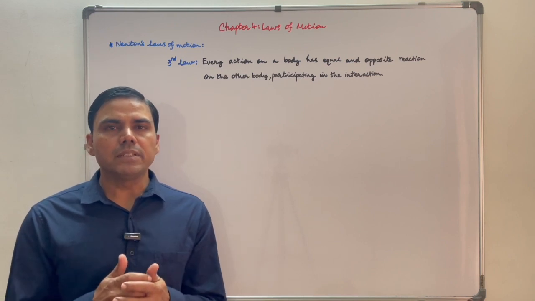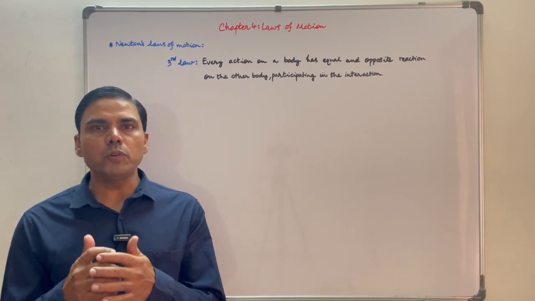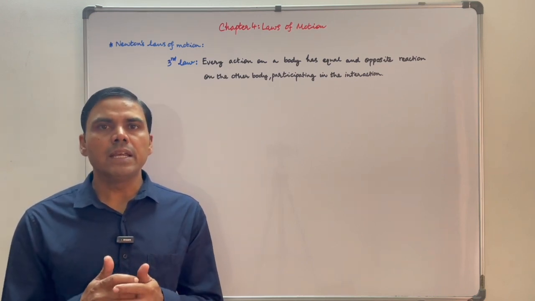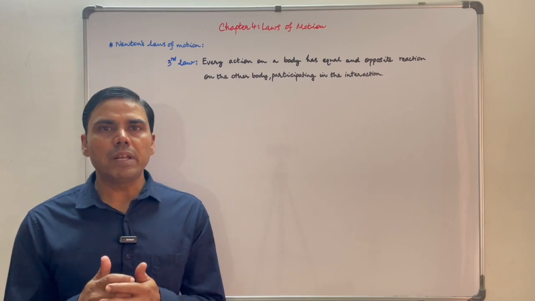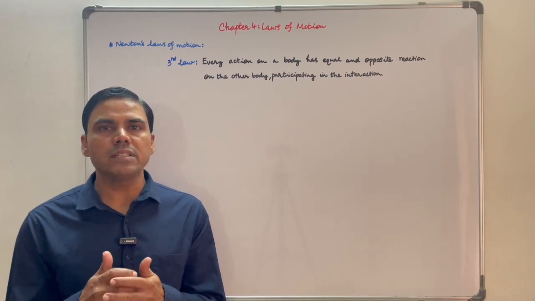Third law: as per this law, every action on a material body has equal and opposite reaction on the other body participating in the interaction. If you push a table, table will apply equal and opposite reaction on your hands to resist any change in its position or orientation.